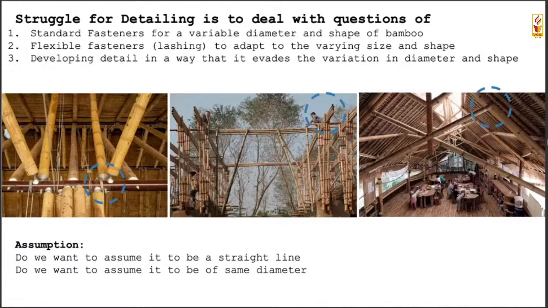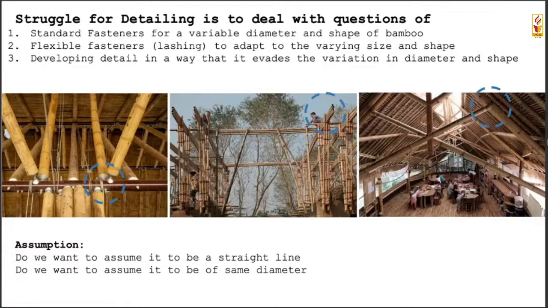So the struggle for detailing, in the case of bamboo, apart from all that I talked about, is to deal with the question of a standard fastener for variable diameter and shape of the bamboo. Because it's very difficult to customize all the time with a fish mouth joint. What would be the standardized detail that would evade the variation in diameter? One of the ways to do it is to insert a member inside the bamboo, and that's what most people do, and fill it with mortar or not fill it with mortar.